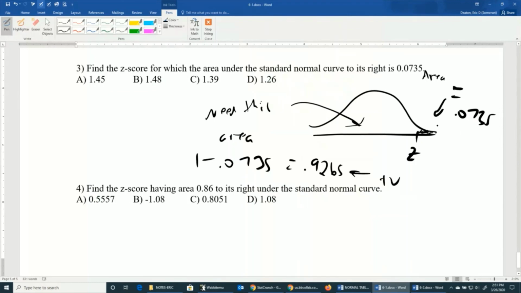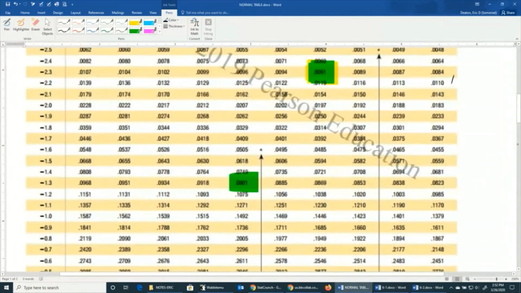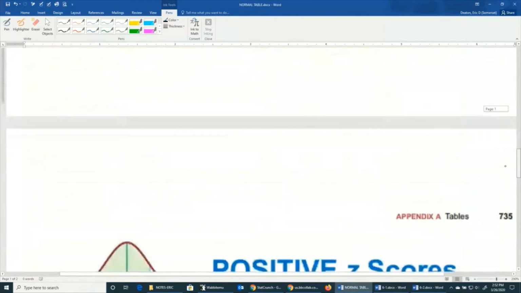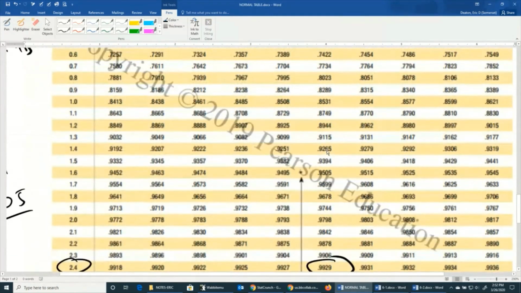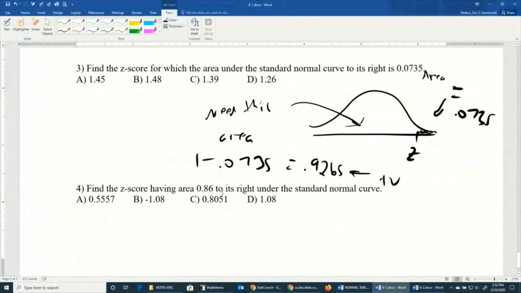Got that? Table gives us area to the left. This is an area to the right, which means that I need the area to the left, which is found by finding 1 minus the area to the right, which is 0.9265. So let's go to my curve. 0.9265 is going to be the positive side. 0.9265 is right there, which is 1.45.